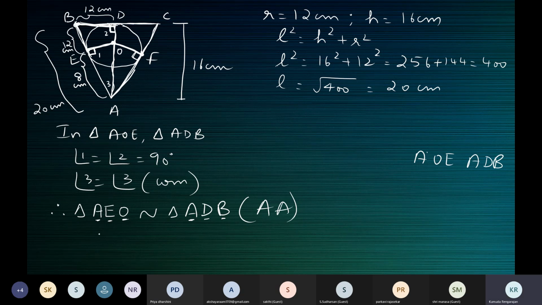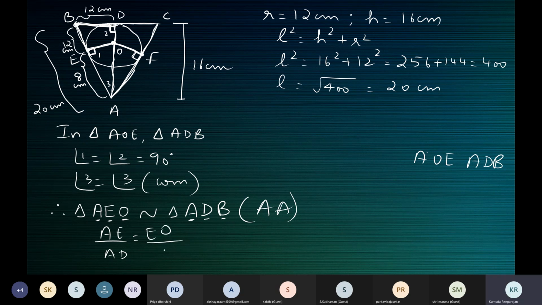Now, we know that in two similar triangles, corresponding sides are proportional, which means AE by AD. See, this much we are doing to find the radius, children. First, we did some numerical work. Whatever we could do, we did that. And then we took up two triangles. We are proving that they are similar. Why all this? Because we want to find the value of R of the sphere. Once you find R, you can find the fraction of water that overflows.